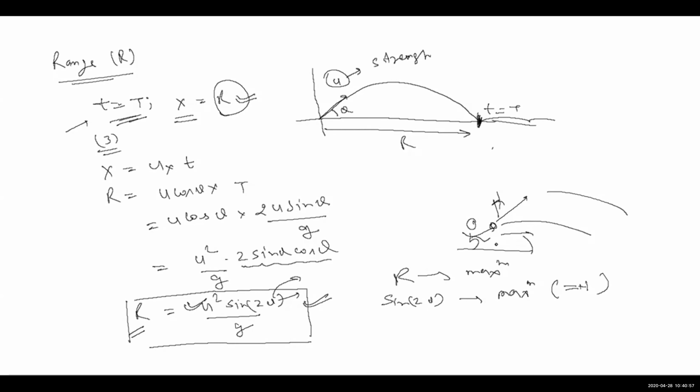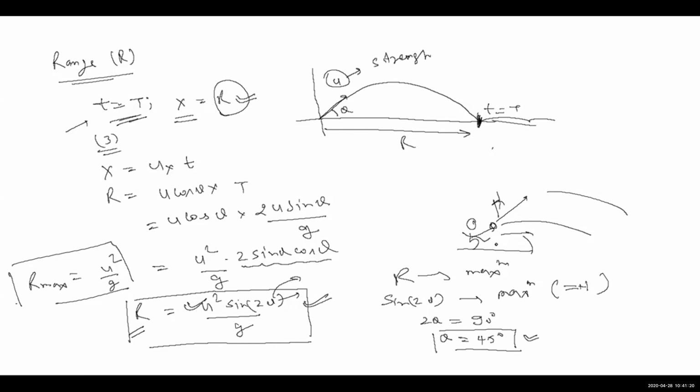When the value of sin 2 theta is plus 1, the maximum range we can achieve is u squared upon g. And sin 2 theta will be plus 1 when 2 theta is 90, or when theta is 45.